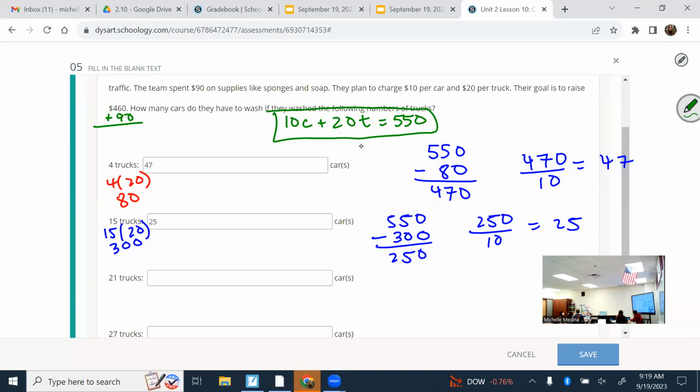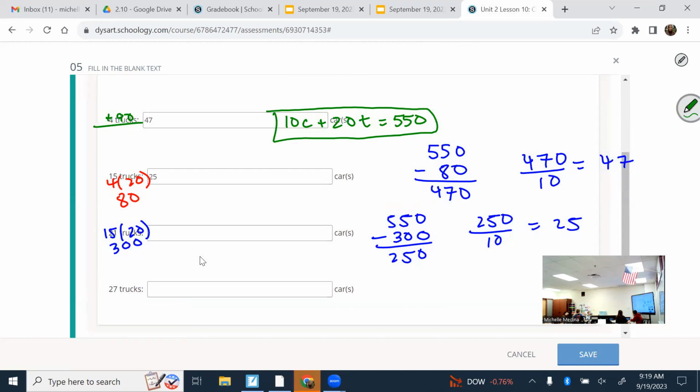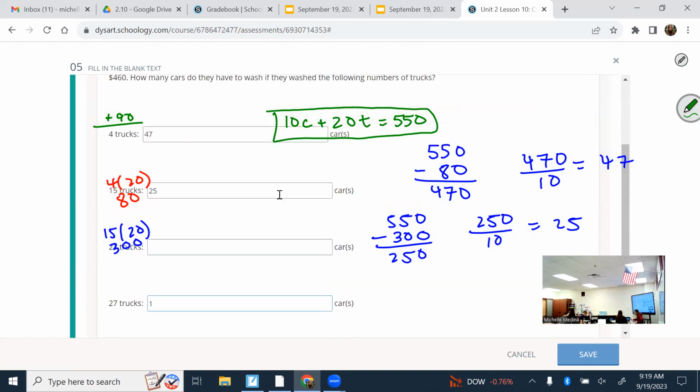This last one, just one. Let's see, 27 times 20. So yeah, just one car. So that's 3 out of the 4 answers. You guys can solve this one yourself: when it's 21 trucks, how many cars?